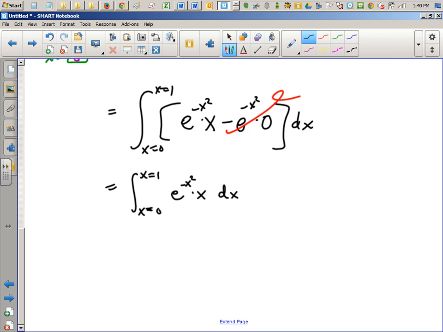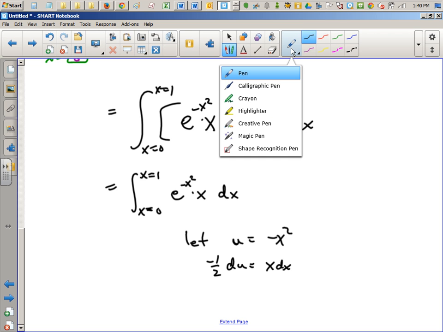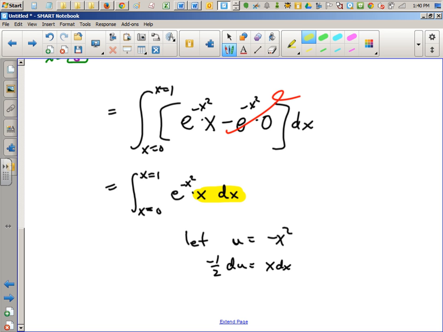And this can be solved by a simple u sub. Let u equal negative x squared so that du is negative 2x dx. Why don't we write negative 1/2 du equals x dx? That's what we're used to doing. Here's your negative 1/2 du. So this is just e to the u du, and there's a negative 1/2 that popped up right there.